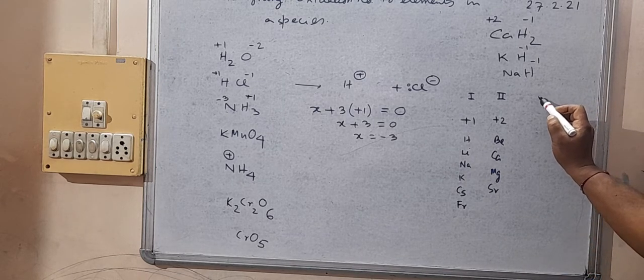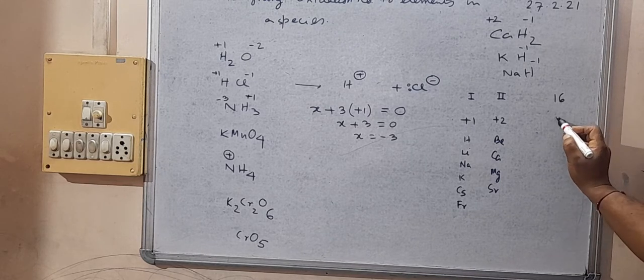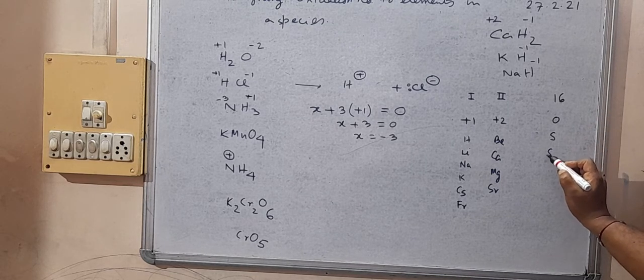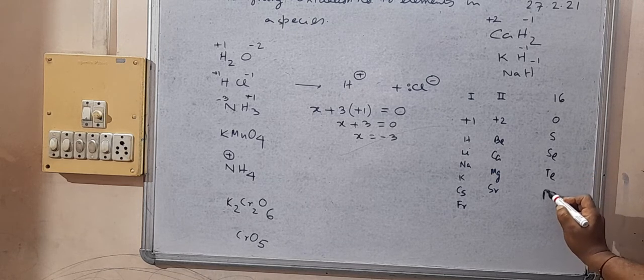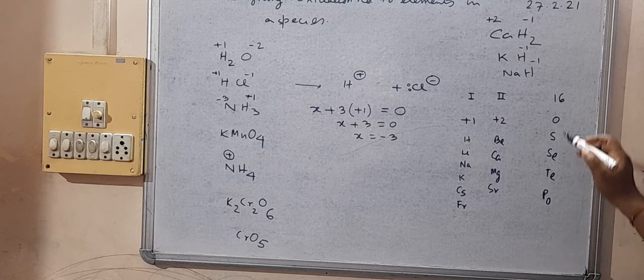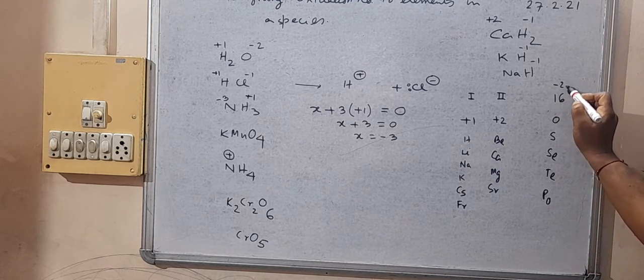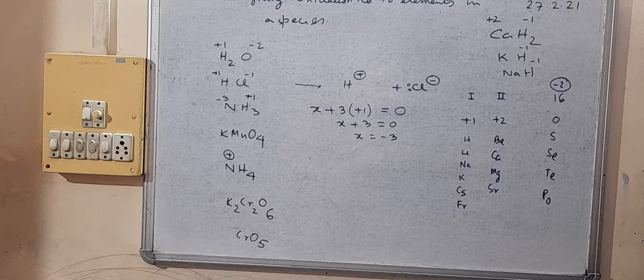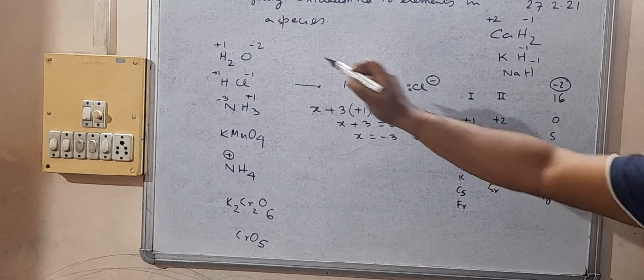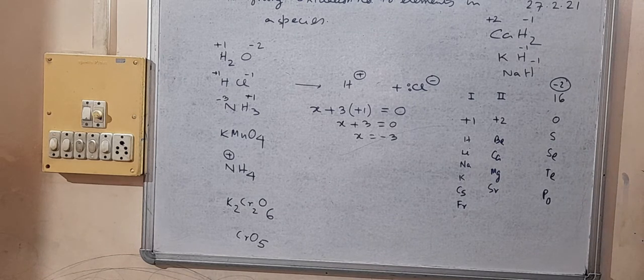Suppose we have group 16 elements, where we have oxygen, sulfur, selenium, tellurium, polonium. Their very common oxidation number is minus 2. You have to remember, it is minus 2. Like oxygen, it is minus 2, as we have already used. So these elements, in general, have oxidation number of minus 2.